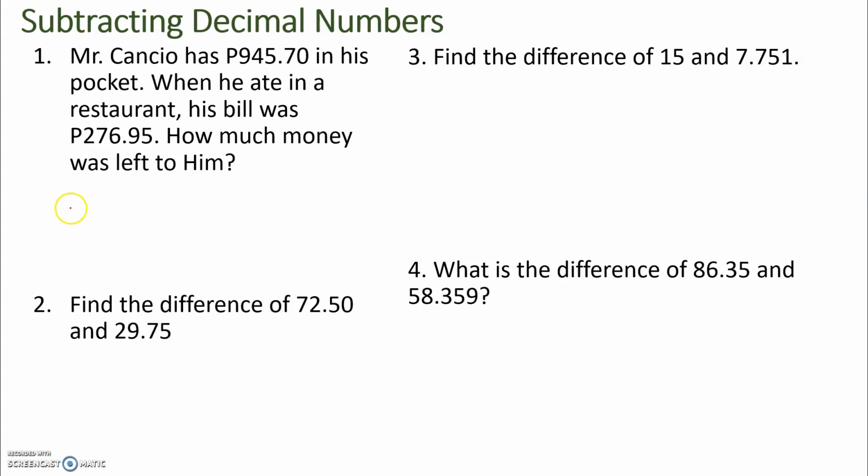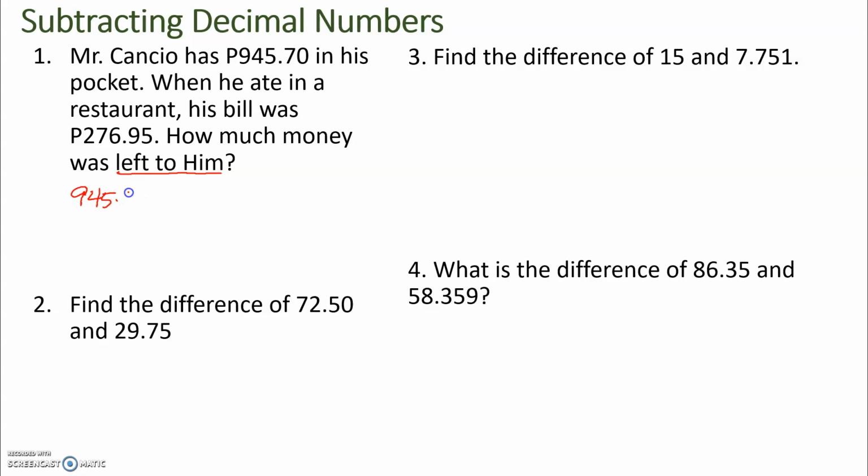So I have here 4 examples. So let's proceed with our first example. Number 1, Mr. Cancio has 945 and 70 centavos in his pocket. When he ate in a restaurant, his bill was 276 pesos and 95 centavos. How much money was left to him? Okay, so the word left to him here tells us that we are going to subtract. So what are we going to subtract? The 945 and 70 centavos.